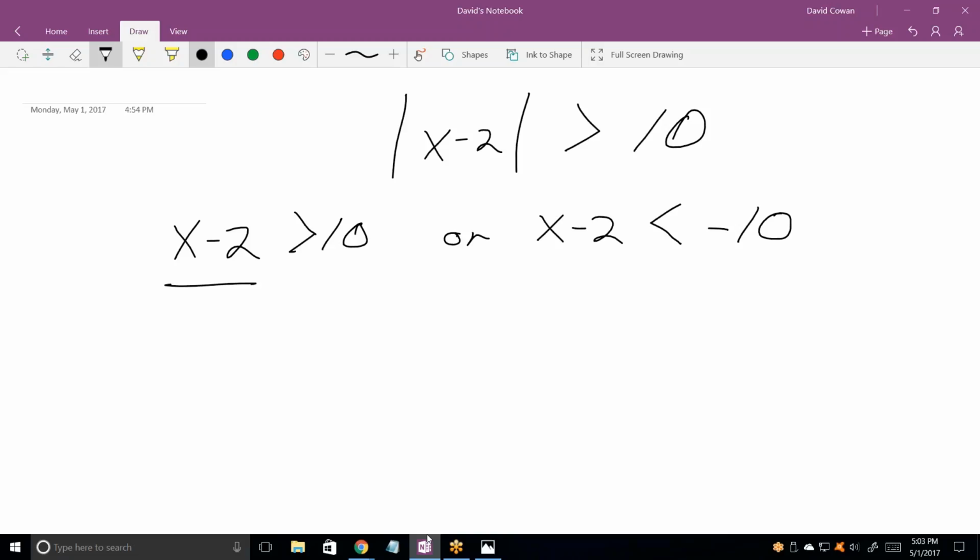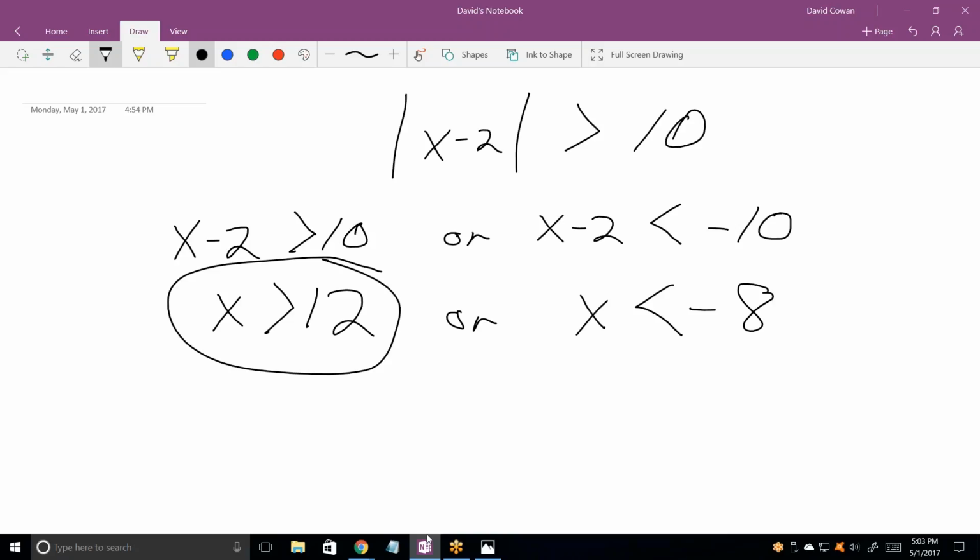It's either x minus 2. The first part is exactly the same as what you're looking at without the absolute value signs. The second part is the inside with the opposite sign, or I should say opposite direction and opposite sign. And now if you solve each of those, you get two different answers. You get x is greater than 12 or x is less than minus 8. So you almost always have two answers. Sometimes you don't have any answers.